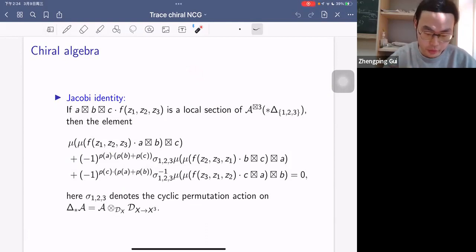This means that if we first use the map mu on A and B and then apply mu outside, and we do a cyclic permutation, we get this identity. So this can be thought of as a two-dimensional, 2D Jacobi identity. This notation means that we do a cyclic permutation action on this factor. So this is the definition of the chiral algebras.